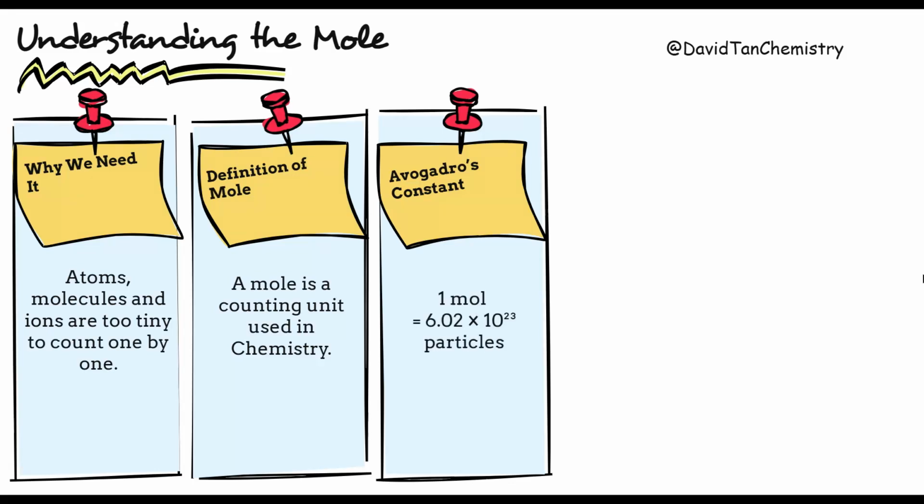1 mole contains 6.02 times 10 to the power of 23 particles. This number is called Avogadro's constant. So, if you have 1 mole of carbon atoms, you have 6.02 times 10 to the power of 23 carbon atoms.